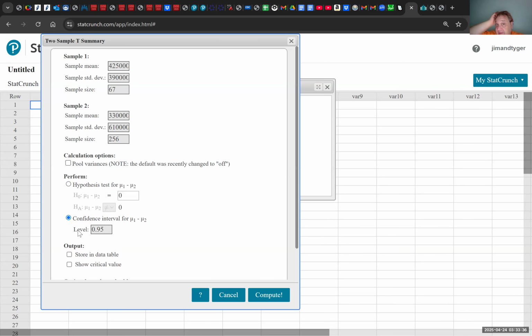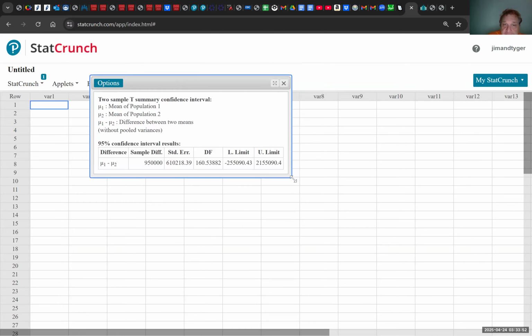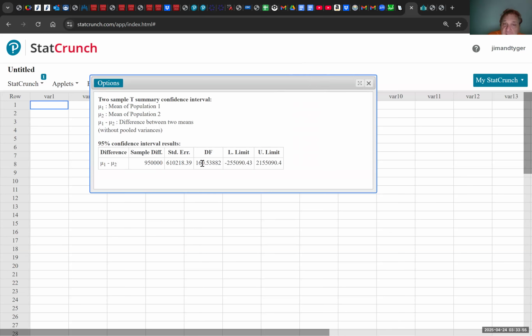Now I'm doing a two-sided test, right? It's a not equals. So I just keep the alpha, the 1 minus alpha is 95%. I don't need to double it because it's not just looking at one versus the other. All right, so then I compute, and here we go. I got my lower limit, upper limit. So again, I'm going to cut and paste my printout. I have a lower limit of about negative 255,000, an upper limit of about 2.1 million. So that's the important information.